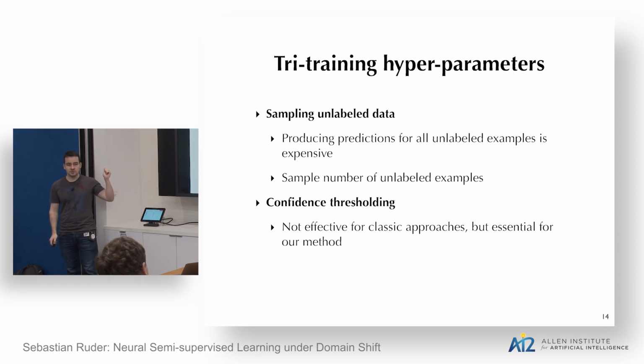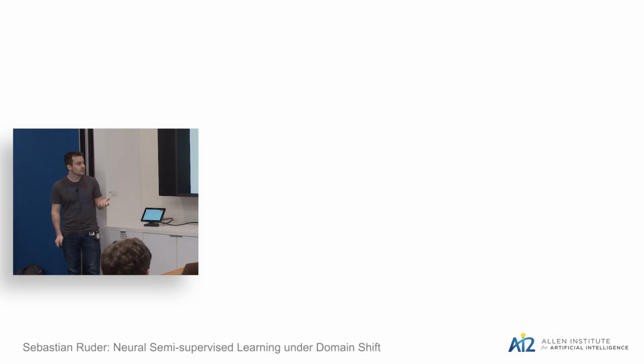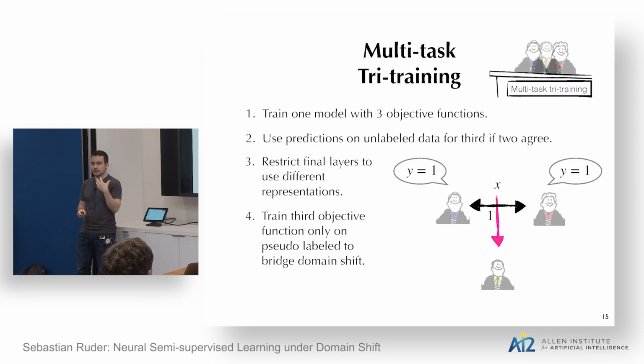Similar to self-training, we can also use some measure of confidence to improve the reliability of these models. We could use a confidence threshold and only select examples that have a probability higher than the threshold. But we didn't observe that to be useful for these classic approaches. In the method I'm going to talk about now, we saw quite a bit of improvement using that.